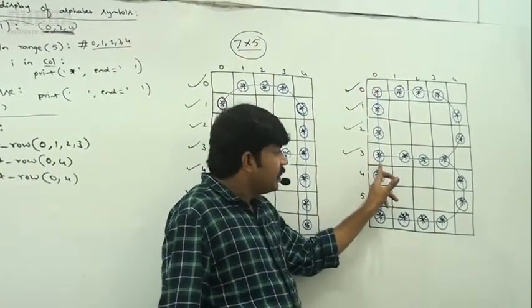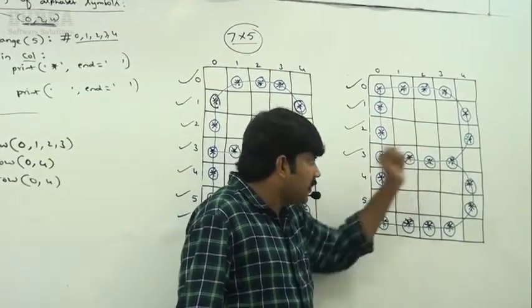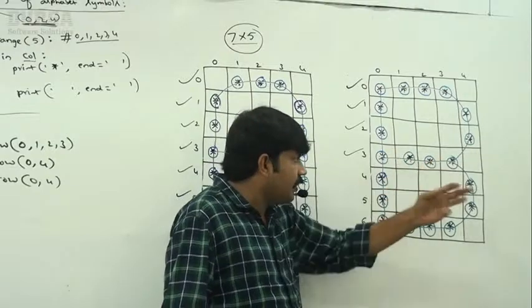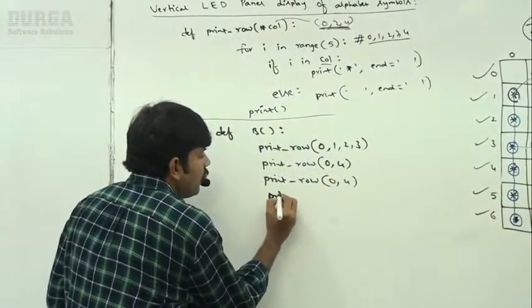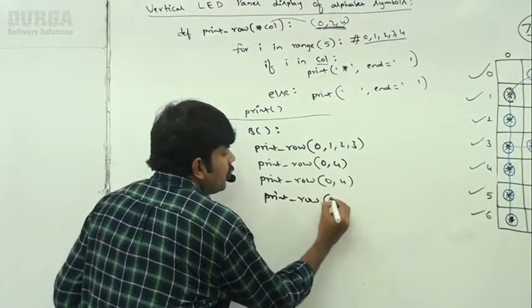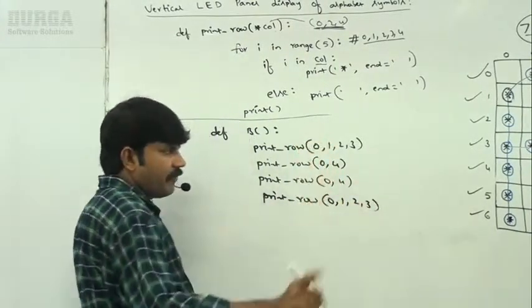Now the next row: 0, 1, 2, 3. In the 0, 1, 2, 3 positions only the star symbol is there. Now print row 0, 1, 2, 3. Okay, well.